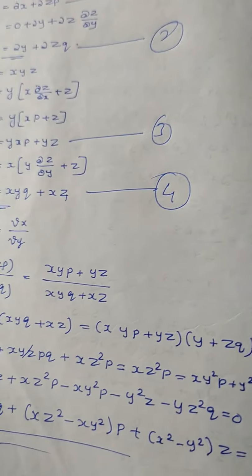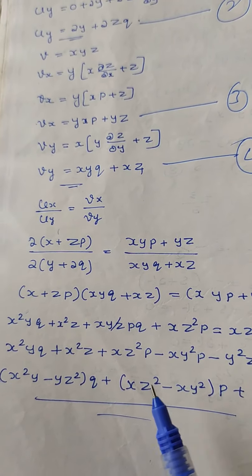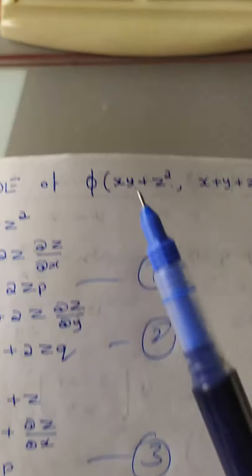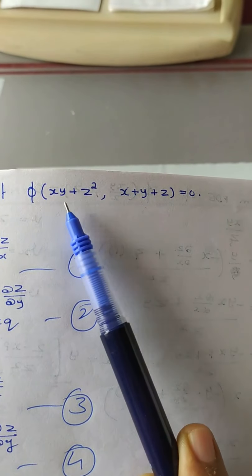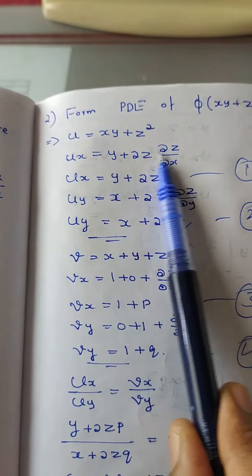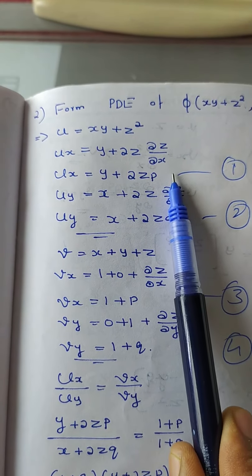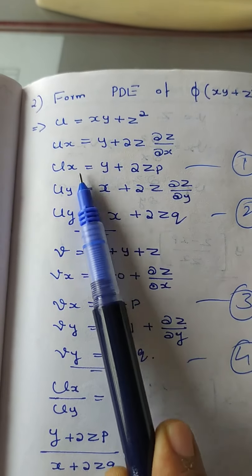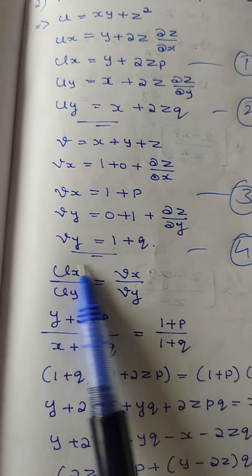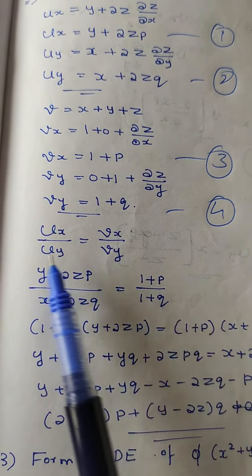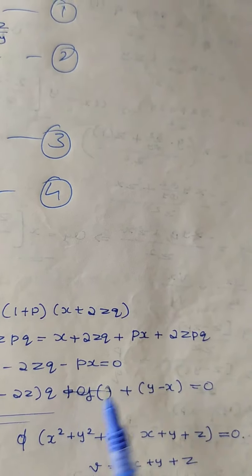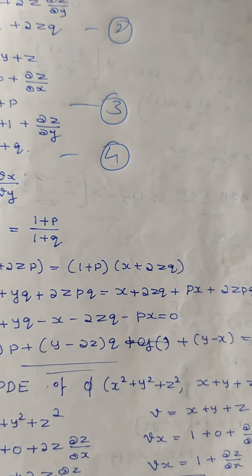Okay. In this type, you should put the solution with the coefficient of P first, next the coefficient of Q, and the remaining terms. Okay. See here. This is your U. U is xy plus z square. V is x plus y plus z. For U, find ux, the partial derivative with respect to x, and the partial derivative with respect to y. Vx, Vy. Substitute here. Same thing, same procedure. Cross multiply it. Collect the coefficient of P, collect the coefficient of Q, and the remaining terms form the third term.